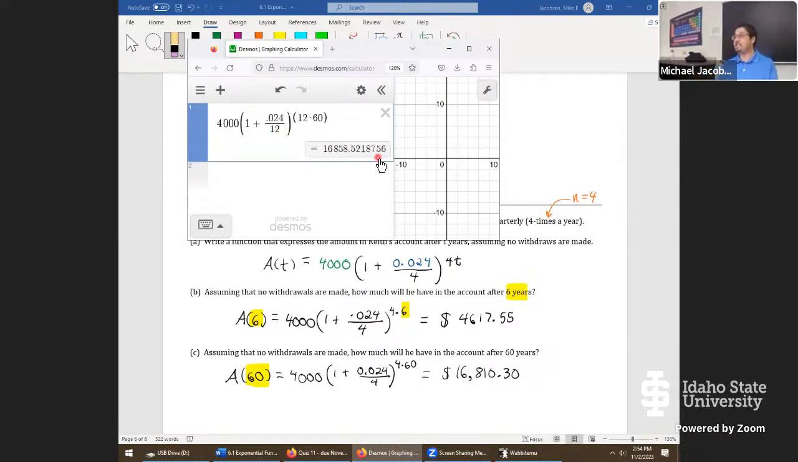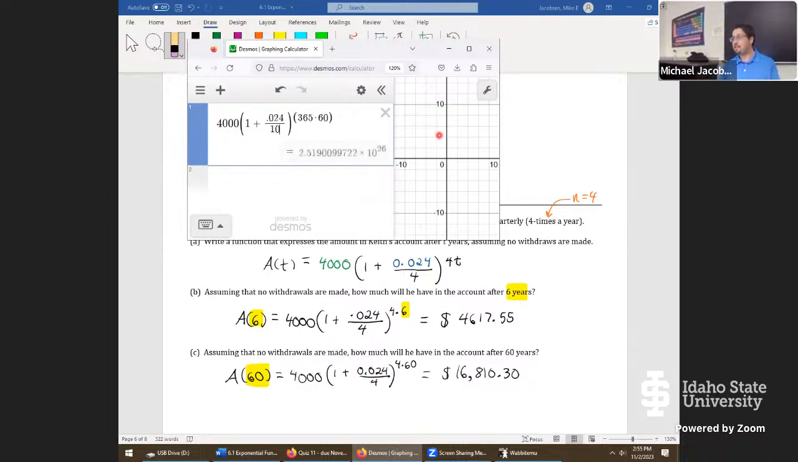If we decide to compound, let's say, every day of the year, 365, then we're up to $16,881. That's like 70 extra dollars. I mean, that's not amazing, right? Over the course of 60 years, you got 70 extra dollars for compounding every day, as opposed to, what was this, quarterly. But what's kind of amazing is this can keep on going.